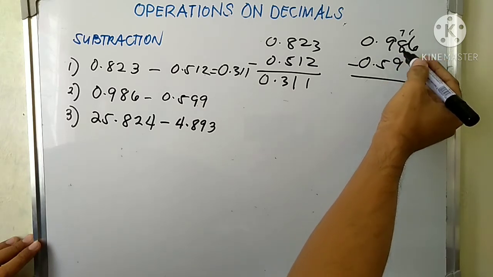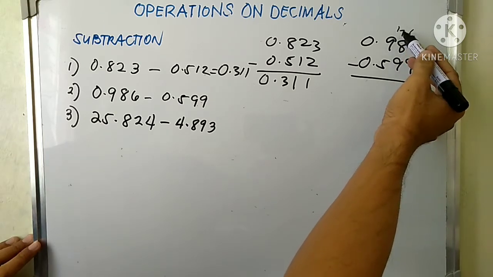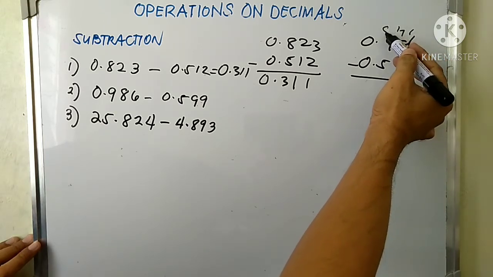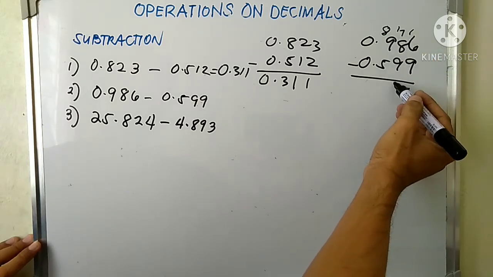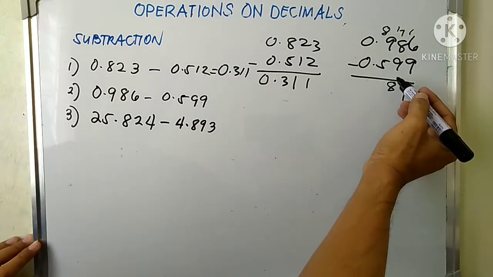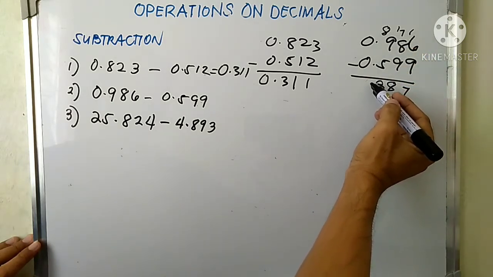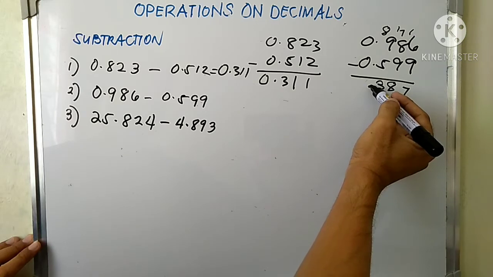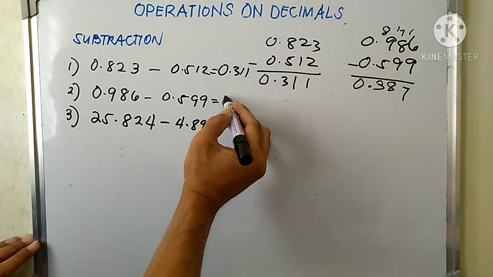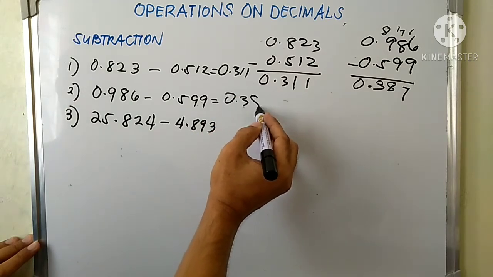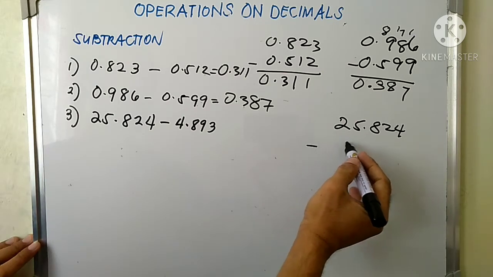We have 7 minus 9 cannot be. Let's borrow 1 from 9. This becomes 17 and this is 8 now. 17 minus 9 is 8. 8 minus 5 is 3. Write the decimal point and bring down 0. So the answer here is 0.387.